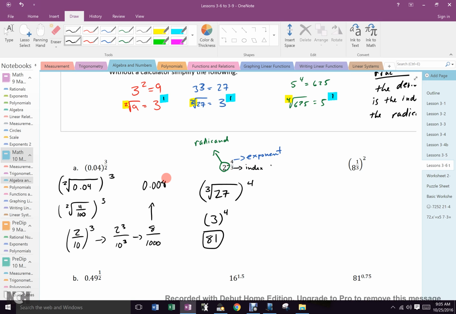The new rule, the only thing new there, is what to do with the fractional exponent. You knew, or you should have known, that 0.04 was 4 over 100, and then you should have known how to square root all that. That's not on me. That's up to you guys to know that already, right? All right, let's look at C.